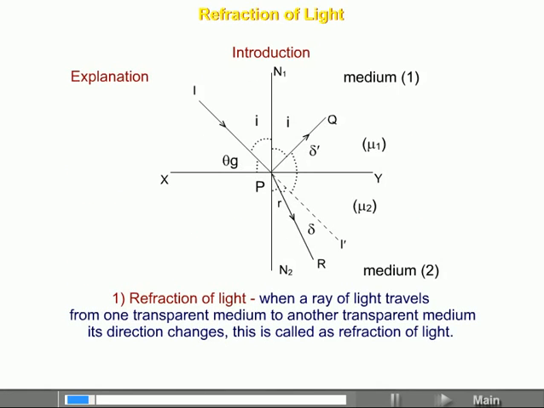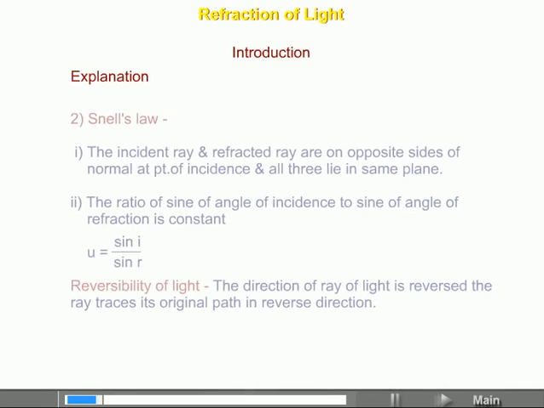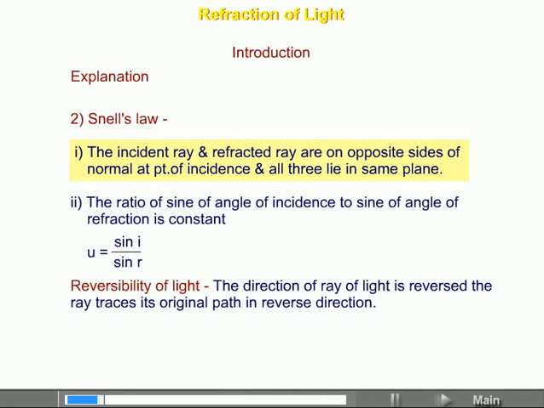Explanation: refraction of light. When a ray of light travels from one transparent medium to another transparent medium, its direction changes. This is called refraction of light. Snell's law. The incident ray and refracted ray are on opposite sides of the normal at the point of incidence, and all three lie in the same plane. The ratio of sine of angle of incidence to sine of angle of refraction is constant. Mu is equal to sine i upon sine r.